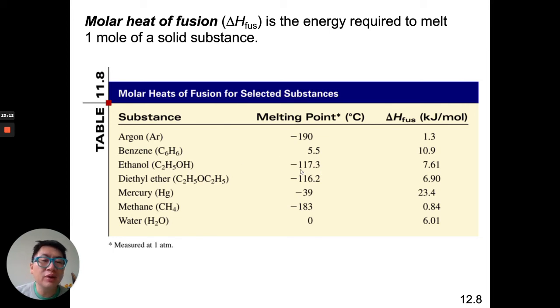Alcohol, which will melt or freeze at negative 117 degrees Celsius, takes 7.61 kilojoules of heat to melt 1 mole of solid alcohol, ethanol, at its freezing temperature, which is negative 117.3 degrees Celsius. I did not know that number before, and so I just see it right now.